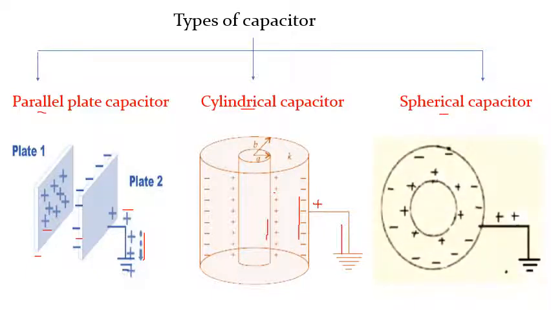Similarly, in spherical capacitor, there are two spheres. It is the inner sphere. On the outer surface of this inner sphere, positive charges are deposited. Then, on the inner surface of the outer sphere, negative charges are induced and positive charges are on the outer surface of the outer sphere. So, these positive charges are moving to the earth as it is connected to the earth. Like this, you can discuss these three types of capacitor.